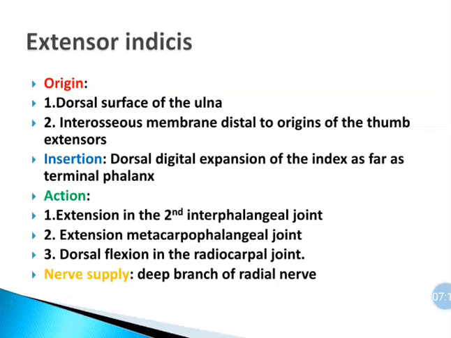Extensor indicis. It originates from the dorsal surface of the ulna and interosseous membrane distal to the origin of the thumb extensors. Insertion: dorsal digital expansion of the index finger as far as the terminal phalanx. Its actions include extension in the second interphalangeal joint, extension of the metacarpophalangeal joint, dorsiflexion in the radiocarpal joint, and nerve supply is the deep branch of the radial nerve.